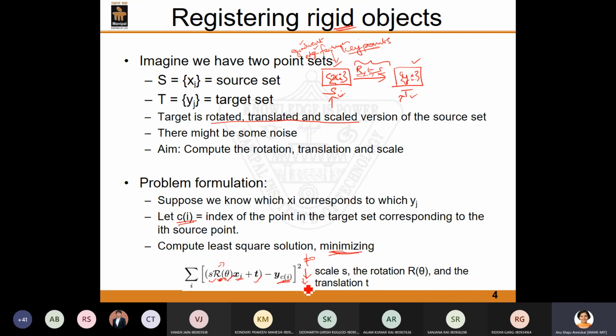So the minimum possible value which you get, corresponding to that, the values of s, theta and t, you can say that that is the particular transformation which can be applied to the source image to get the target image. So this is the least squares solution problem.